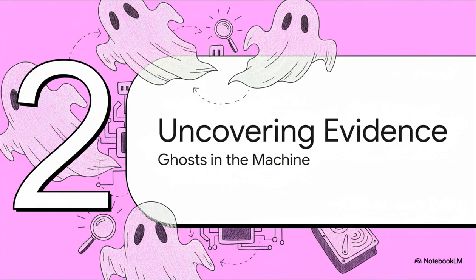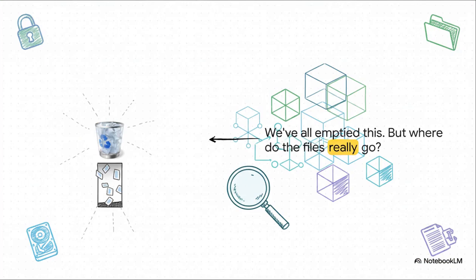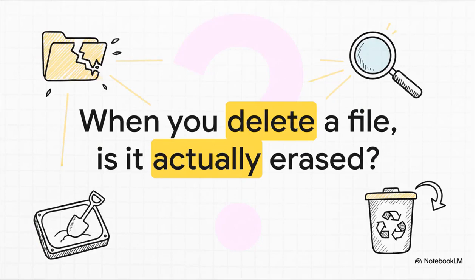So we've got our perfect mathematically verified copy. Now, the real magic begins. Now, we start looking for the things that someone tried to make disappear. We're going hunting for the ghosts in the machine. Come on, we've all done this, right? You drag a file to the recycle bin, you hit empty, and you just assume, poof, it's gone forever. But is it really?